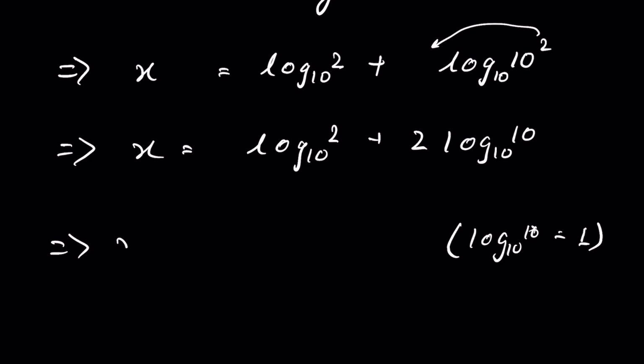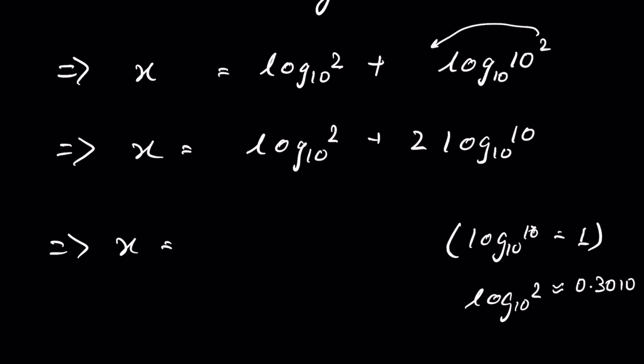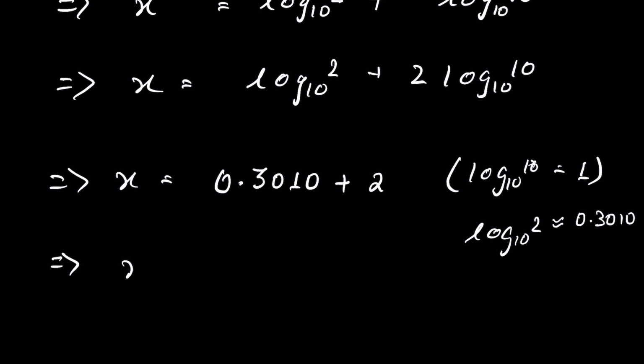So it will be x is equal to, and log 2 with base 10, the value is approximately equal to 0.3010. So it is 0.3010 plus 2 times 1 is equal to 2, or x is equal to approximately 2.3010. So this is our answer.